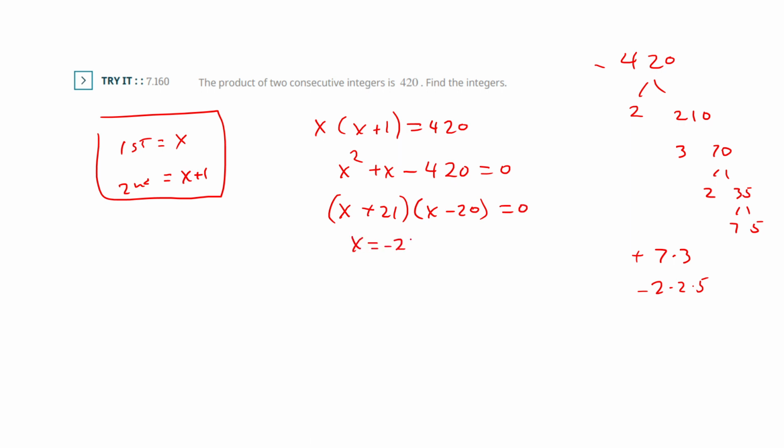Zero product property lets me do this. There are two possible solutions. Go back to my dictionary. If it's negative 21, then the other one is negative 20. If it turns out it's 20, it's positive 21.